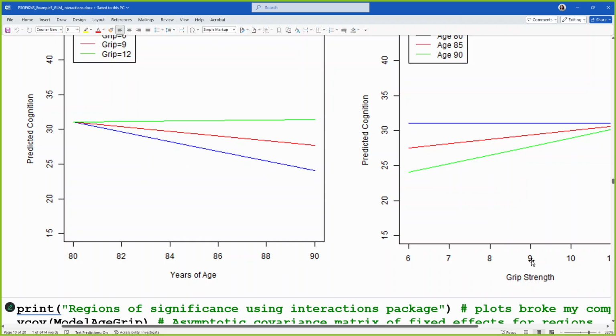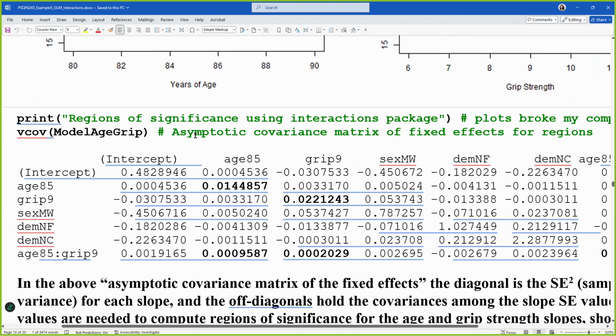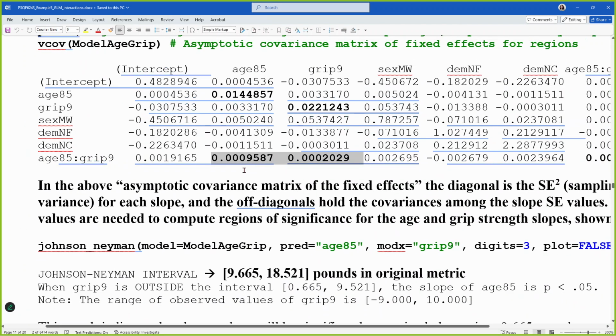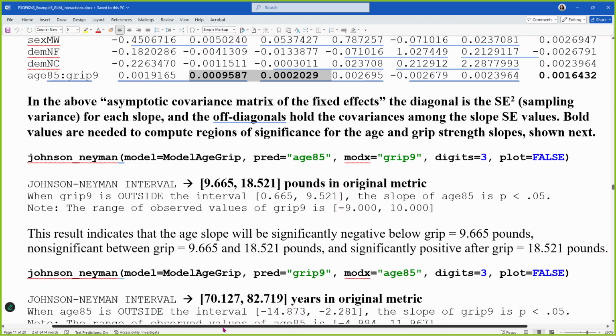So I had a little more control over this in terms of the axes and stuff because I had to do a lot more coding to get these pictures, but it's the same thing. So in R, vcov is the function that generates the asymptotic covariance matrix. So it's set up the same way as in Stata, and I've highlighted the numbers that you would need to compute the boundaries. By the way, you don't have to do this in homework 5, but I did want to show it to you.